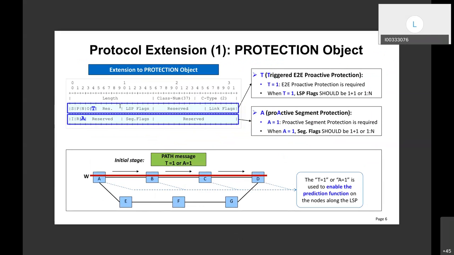Okay, next page, please. For the protocol extension, it's simple. The first extension is that we add two bits to the protection object to enable each node to start the prediction function to predict failure. One of the bits is for the end-to-end protection, and the other bit is for the segment protection. Next page, please.